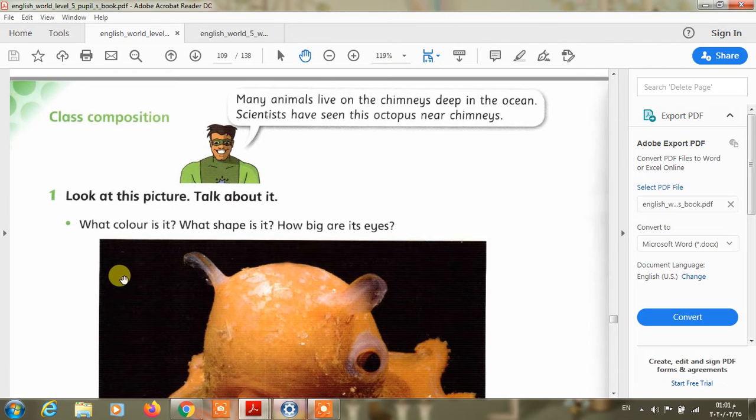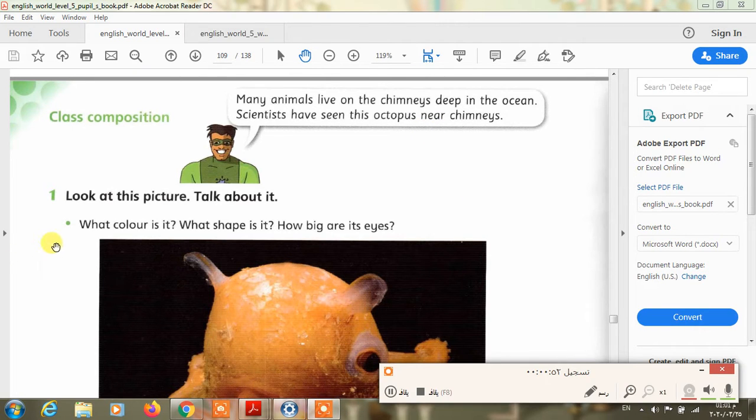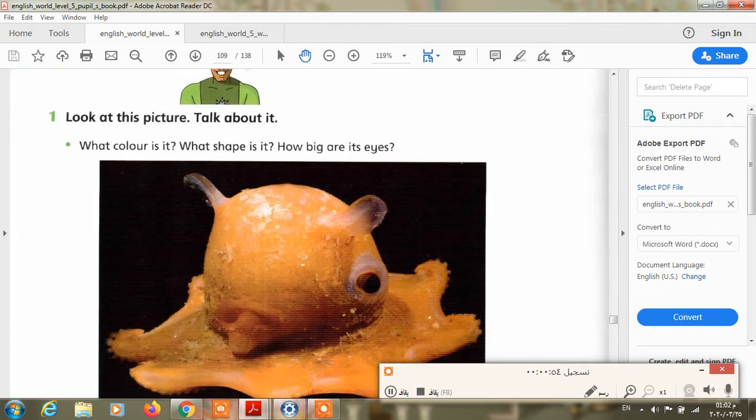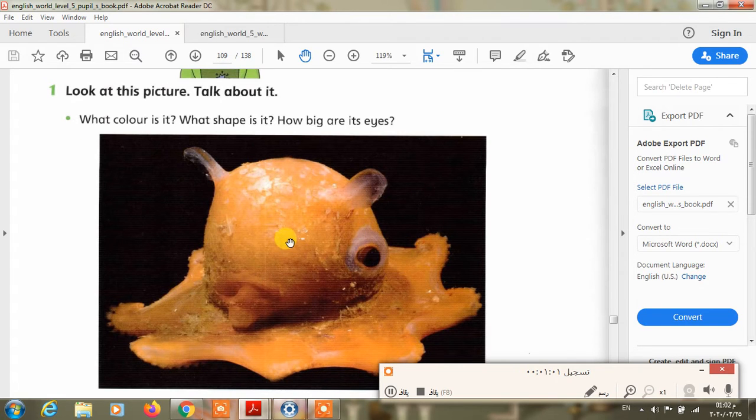Today we will write a composition about the octopus. Okay? Many animals live on the chimneys deep in the ocean. Scientists have seen the octopus near the chimneys. Now look at the picture, talk about it, and there are many questions. What color is it? What shape is it? How big are its eyes?